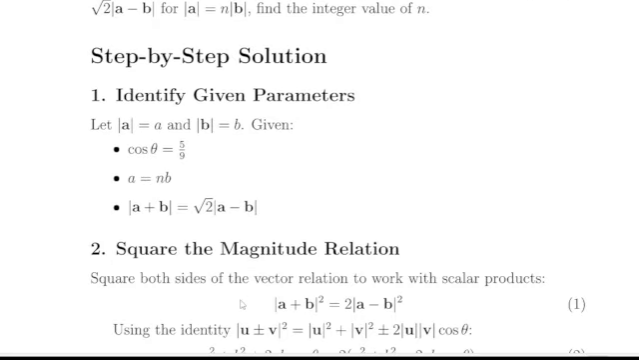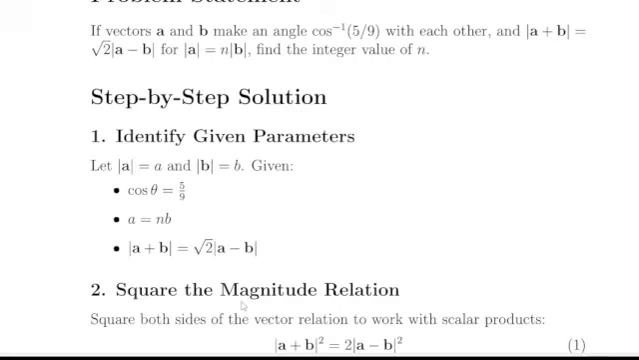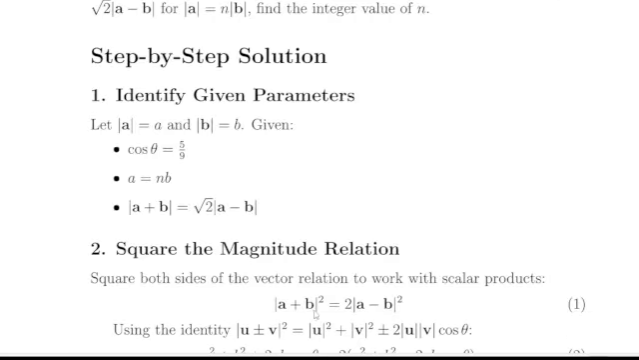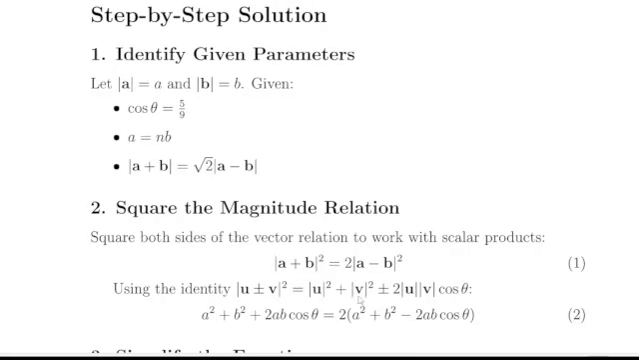Now let's start off by squaring the magnitude relation. So why don't we square the length of a plus b? And so that's going to equal the square root of 2 squared, which is 2 times the length of a minus b squared. Now we want to use the identity that the length of u plus or minus v quantity squared is the length of u squared plus length of v squared plus or minus 2 times the length of u times the length of v times cosine theta.